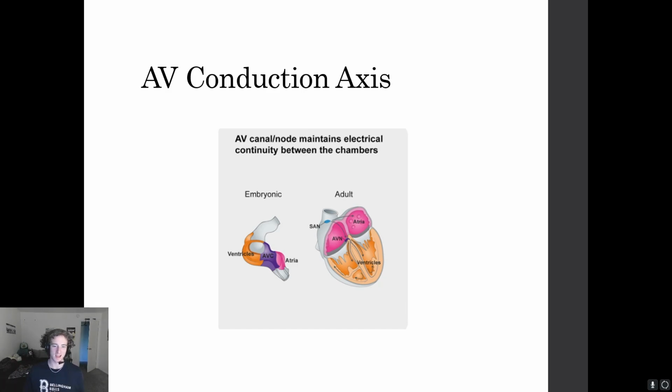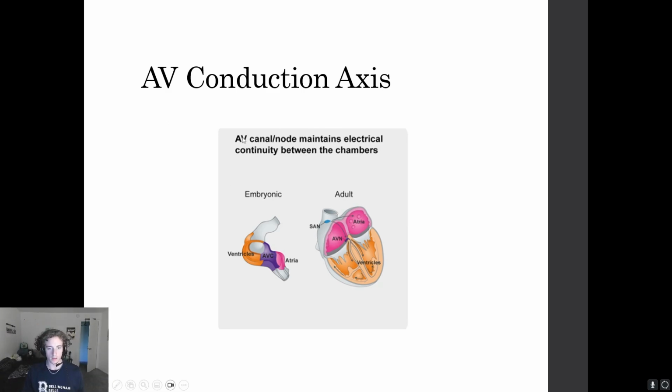Atria and ventricles. So here, I thought this was kind of interesting, just remembering that we have colors, right? Look at the colors. We have the folding, so they switch sides, but pink is the atria right here. Then we have this purple atrioventricular canal, and then the orange ventricles, and you can see the purple right here. So you can understand this axis of conduction between the atrium and the ventricle, right?